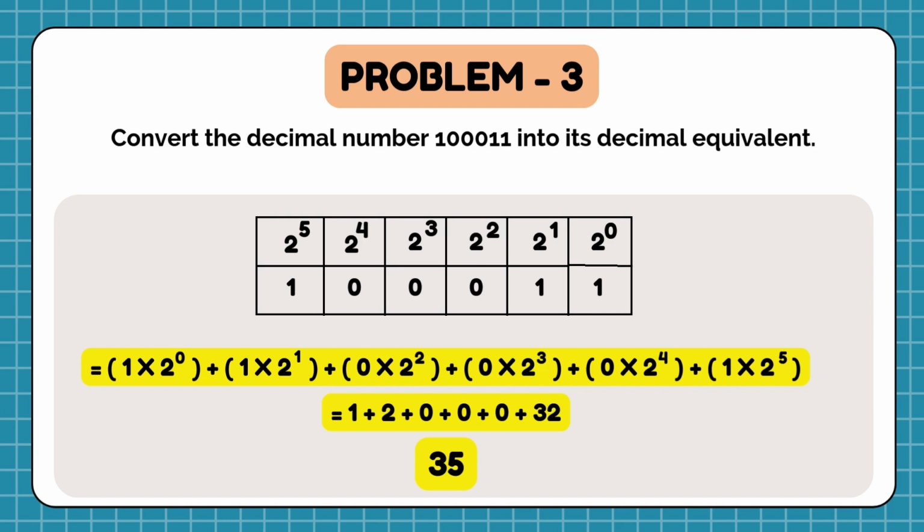0 is at position 4. Therefore, it is 0 times 2 to the power 4 equals 0. 1 is at position 5. Therefore, it is 1 times 2 to the power 5 equals 32. Now, add them all up. 1 plus 2 plus 0 plus 0 plus 0 plus 32 equals 35. So, 100011 in binary is 35 in decimal.